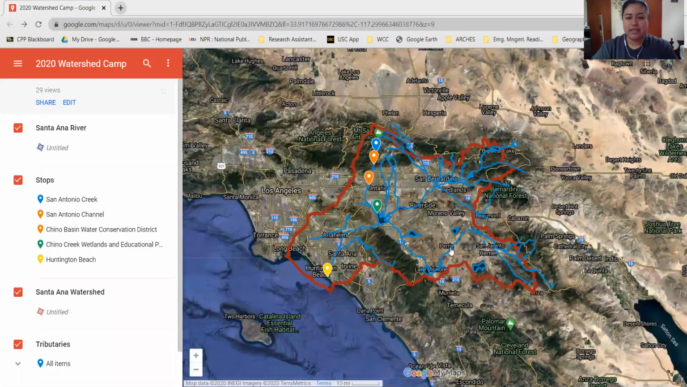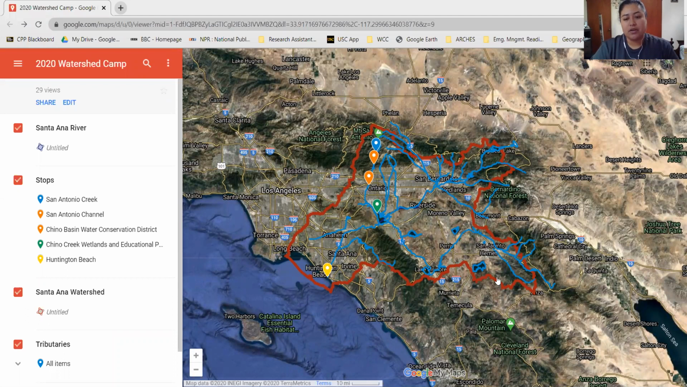Today I'm going to be taking you on a virtual tour of the Santa Ana River Watershed, more specifically of the stops that we go on for our summer camp. So I'm going to be sharing my screen here, and what you should be seeing is a map of the Santa Ana River Watershed. Now this is a large scale map, and the reason it is called a large scale map is because you can't see very much detail.